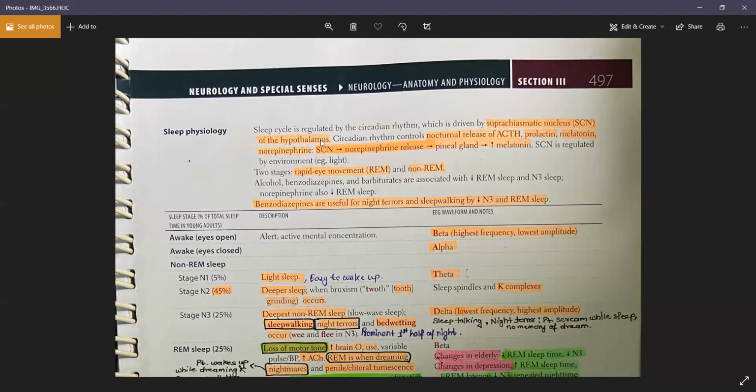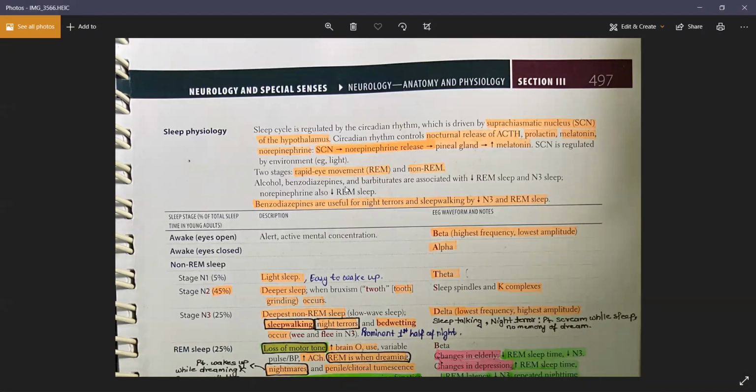So signals originate from the suprachiasmatic nucleus. They will release the norepinephrine. They will stimulate the pineal gland to release the melatonin, and that's how you get the sleep. You have two stages. One is the rapid eye movement stage, and second is the non-rapid eye movement stage. The initial one is the non-rapid eye movement, and then you will switch to the rapid eye movement, and then you will switch back into the non-rapid eye movement stage.